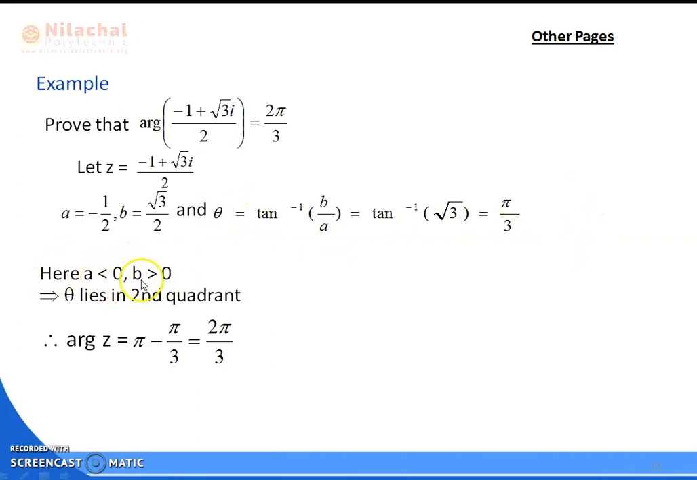So here a is less than 0, b is greater than 0, hence theta lies in the second quadrant. Hence argument z equals pi minus theta, that equals 2 pi by 3. Okay, thank you.